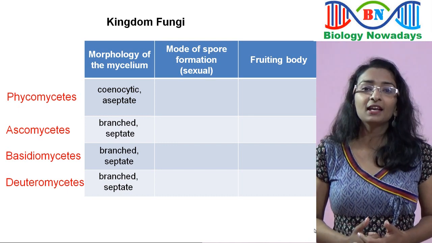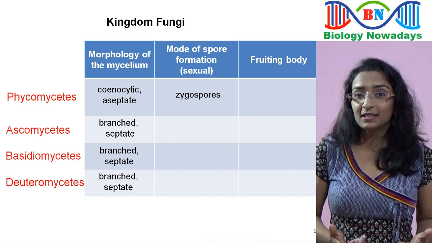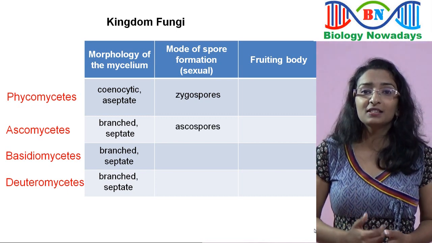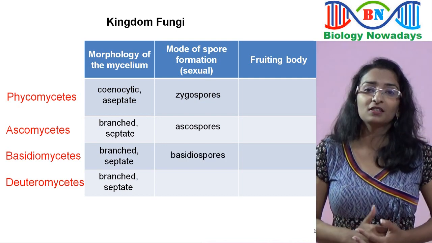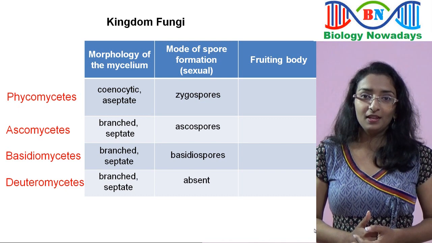In Phycomycetes, sexual spores are called zygospores. In Ascomycetes, they are called ascospores. The members of Basidiomycetes form basidiospores, while in Deuteromycetes, sexual spores are absent.